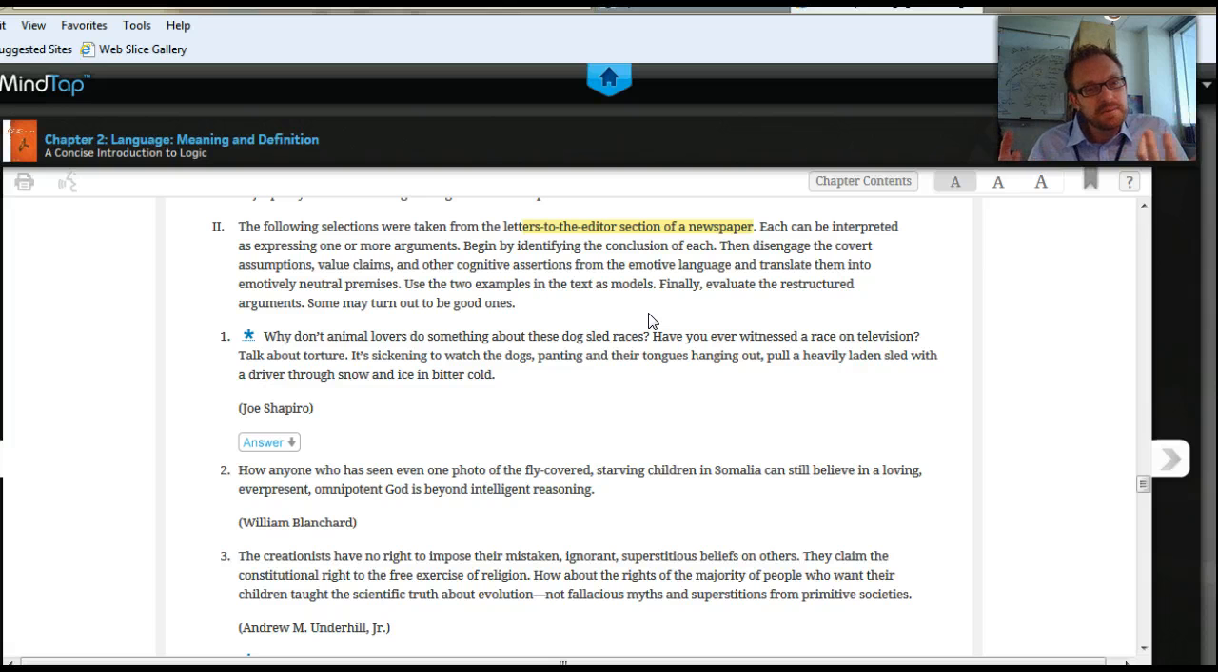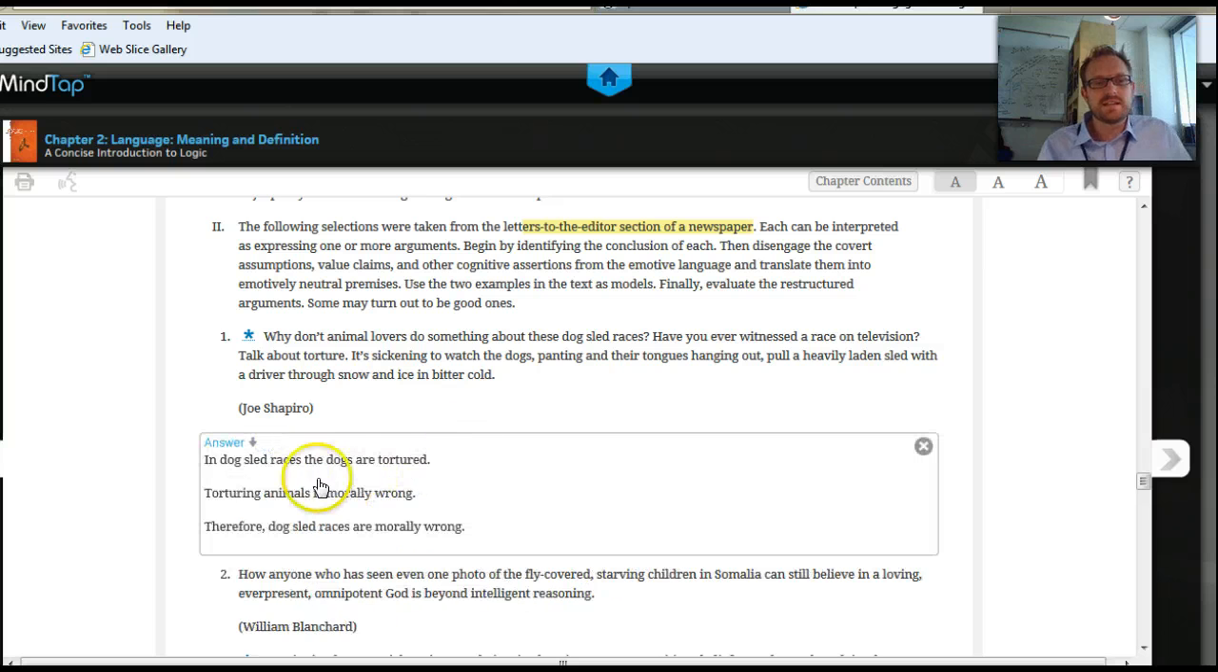Now, is that a good argument? I don't think it's that good of an argument, frankly, in terms of its cognitive relationship. Is it emotive? Yeah, it's definitely emotive. So let's see. How does the book define it? Let's see.